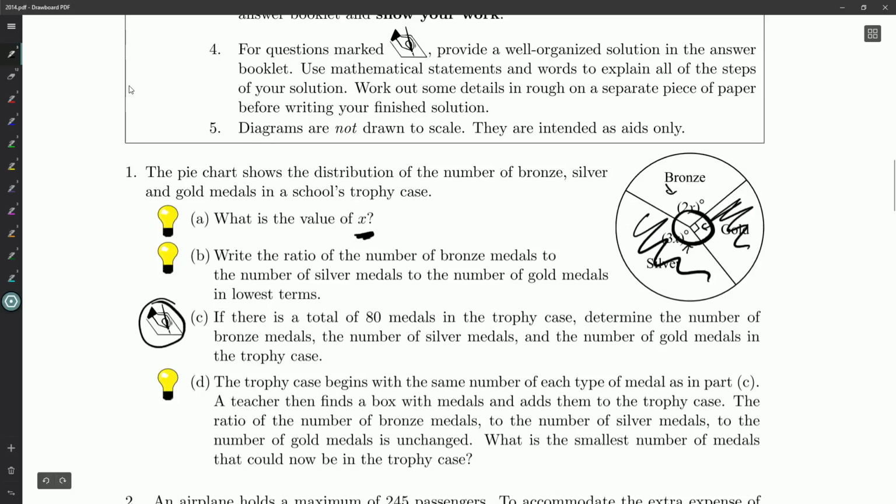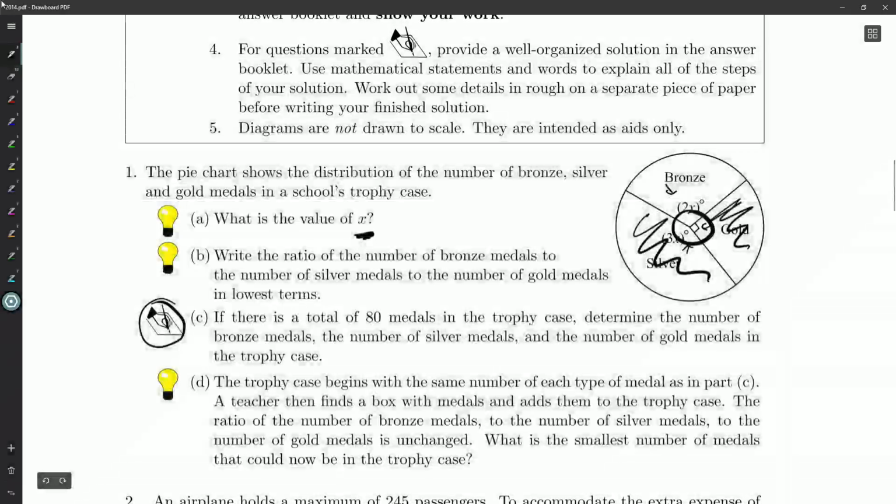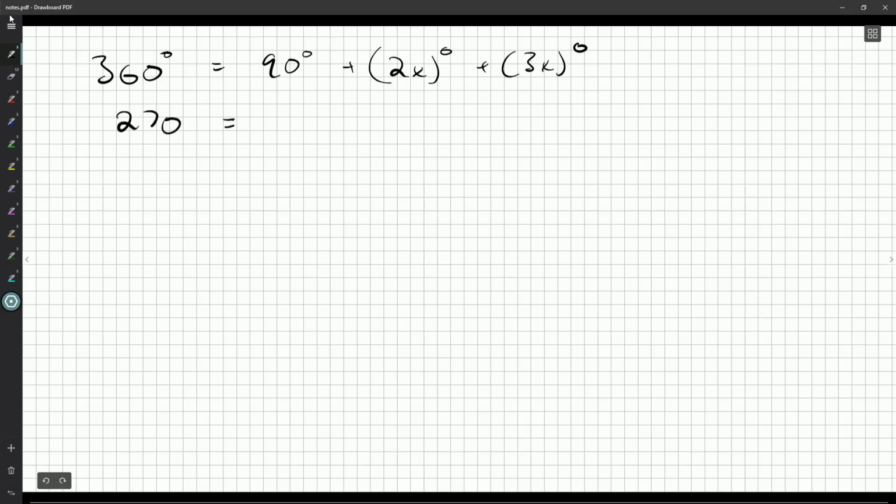Well, we know there's a full 360 degrees in a circle. We've got a 90 degree angle here, so 360 degrees. And then we've got 90 degrees for the gold section, 2x degrees for the bronze section, and 3x degrees for the silver. So we need to make a total of 360 degrees. Just double checking, make sure I have those values right. Let's clean this up for a moment. Yep, 90, 2x, and 3x. And so, subtract 90 from both sides. You'll get 270. And 2x's and 3x's, you'll have 5x degrees.